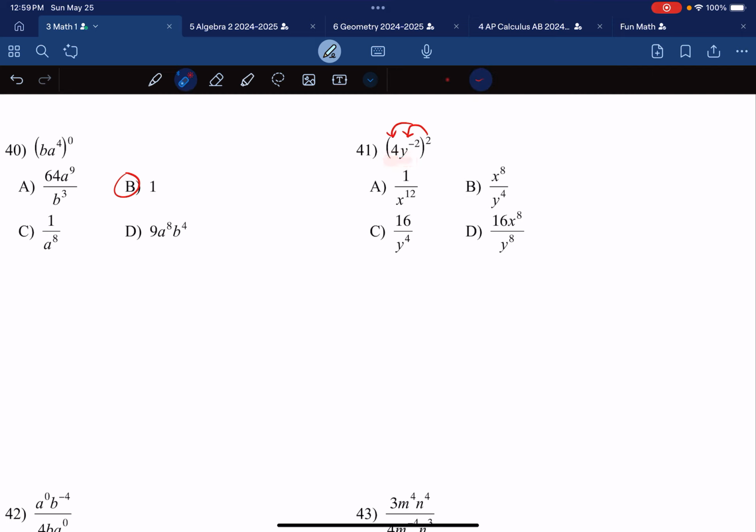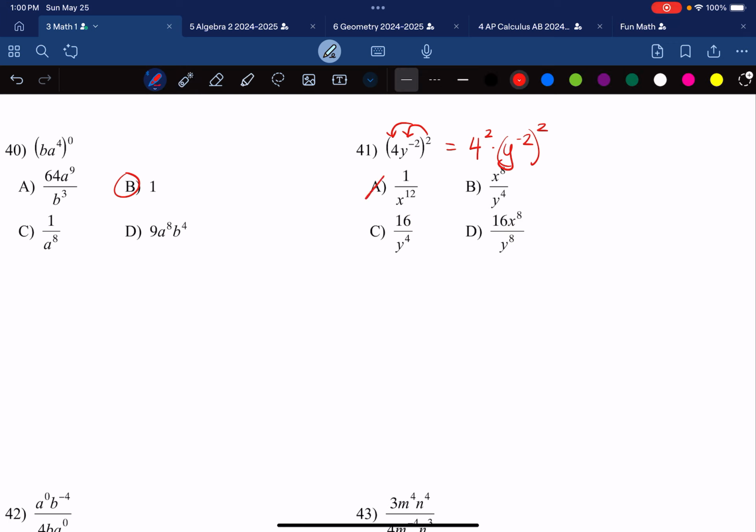There are 2 bottom numbers here. This is not a bottom number. It's not a base. It's an exponent, right? So this 2 is going to go to both this 4 and to this y to the power of negative 2. So really what's happening here is I have a 4 to the power of 2 times y to the power of negative 2, also to the power of 2. So the first thing I'm looking for is 4 to the power of 2 should be a 16. So there should be a 16 somewhere in my answer. I'm seeing a 16, a 16.